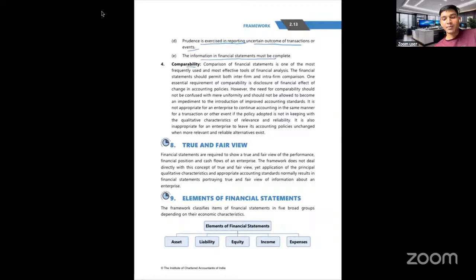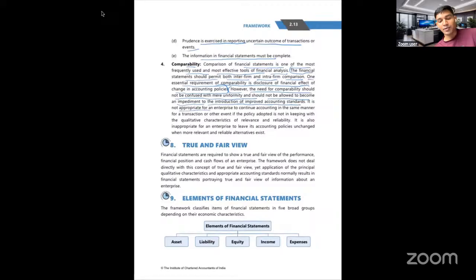Comparability. Comparison of financial statements is one of the most frequently used and most effective tools of financial analysis. The financial statements should permit both inter-firm and intra-firm comparison. One essential requirement of comparability is disclosure of the financial effects of changes in accounting policies. However, the need for comparability should not be confused with mere uniformity and should not be allowed to become an impediment to the introduction of an improved accounting standard.